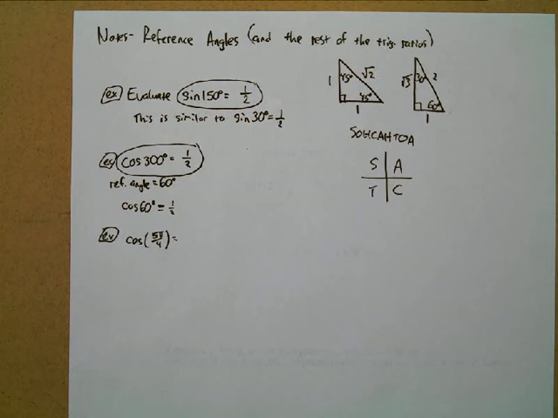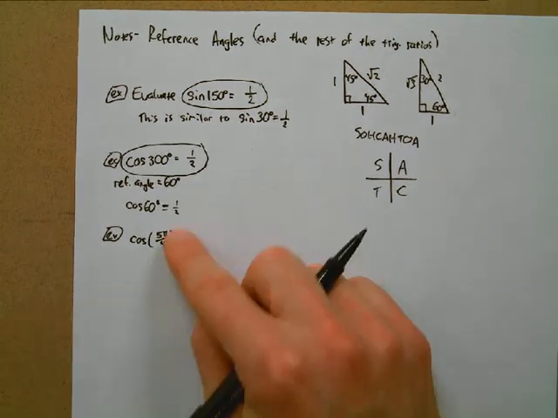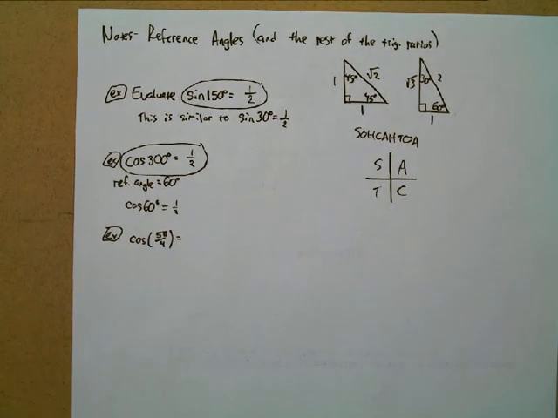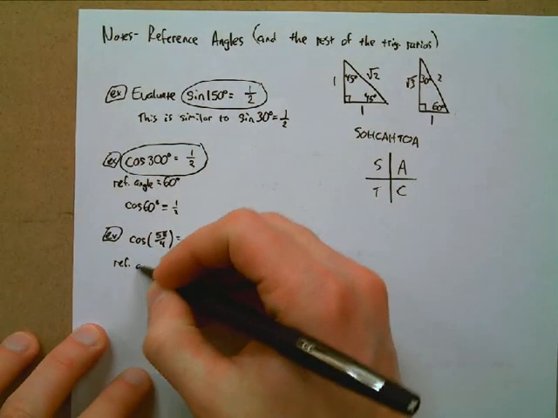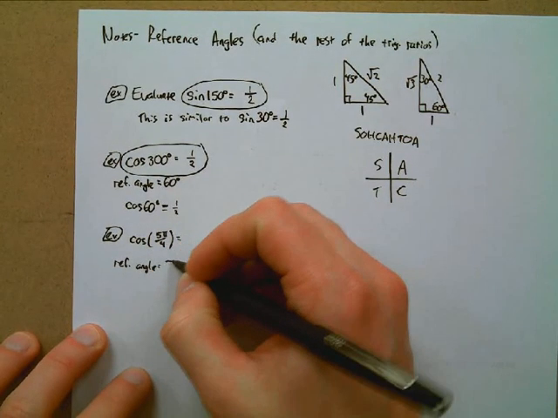Pi over 4, okay? It actually turns out that with radians, the reference angle is easy to figure out because you can see it right there. It's just going to be pi over 4. I know there's the 5 pi over 4, but the reference angle, therefore, is just going to be pi over 4.